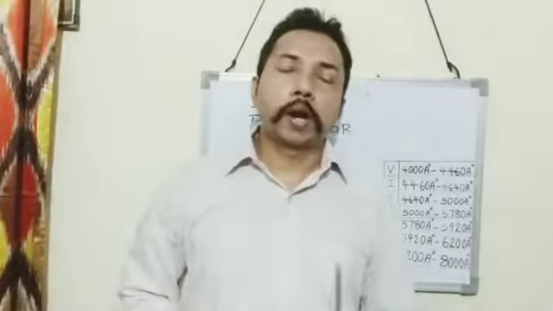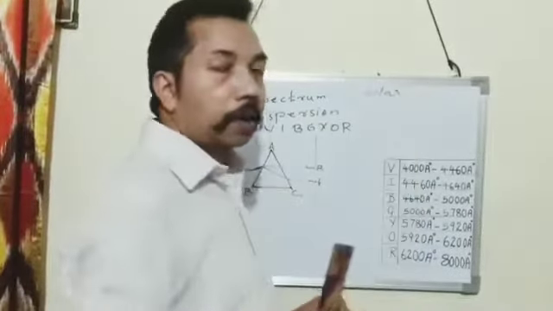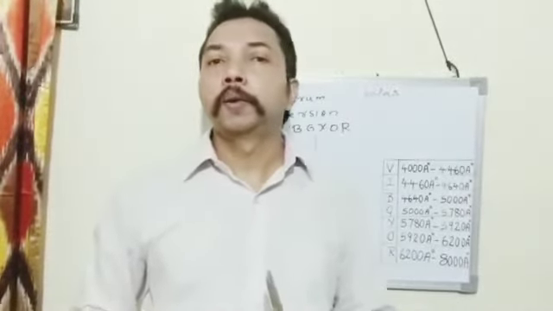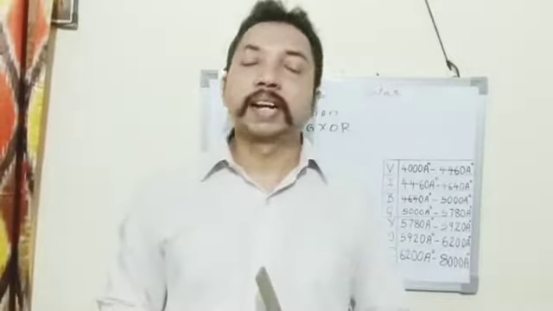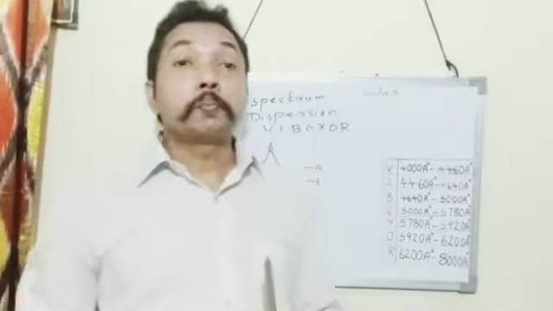So, what is solar spectrum? Solar spectrum is a band of 7 colors obtained from sunlight. That is called solar spectrum. Then, what is pure spectrum?